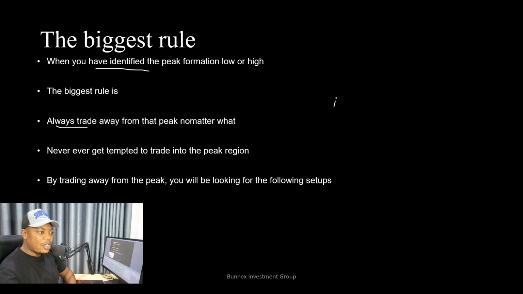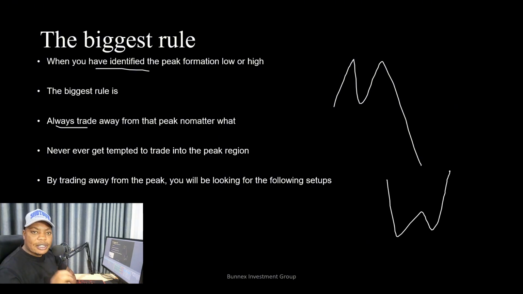If a peak is going to be an M pattern, you are supposed to be looking for sales only. If it is going to be a W pattern, you are supposed to be looking for buys only. Never get tempted to trade into a peak whereby you are tempted to go inside the peak region like this. By trading away from the peak, you will be looking for the following setups.